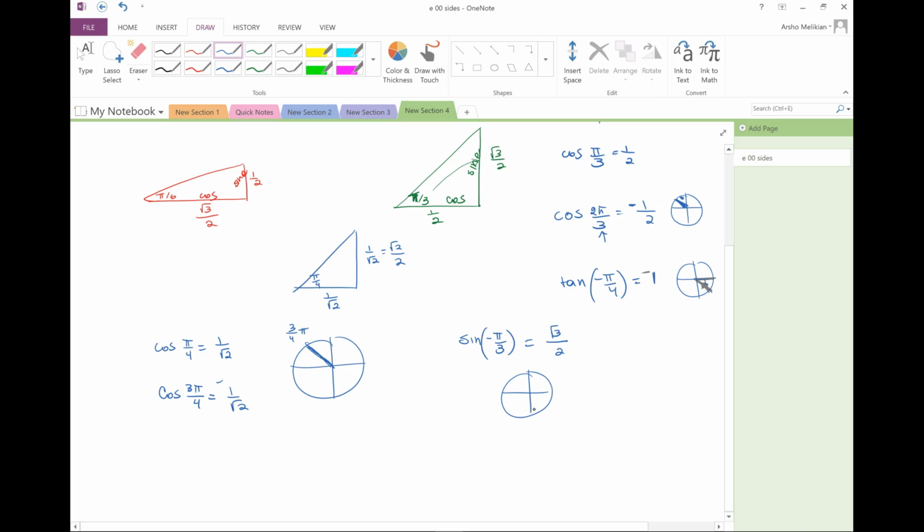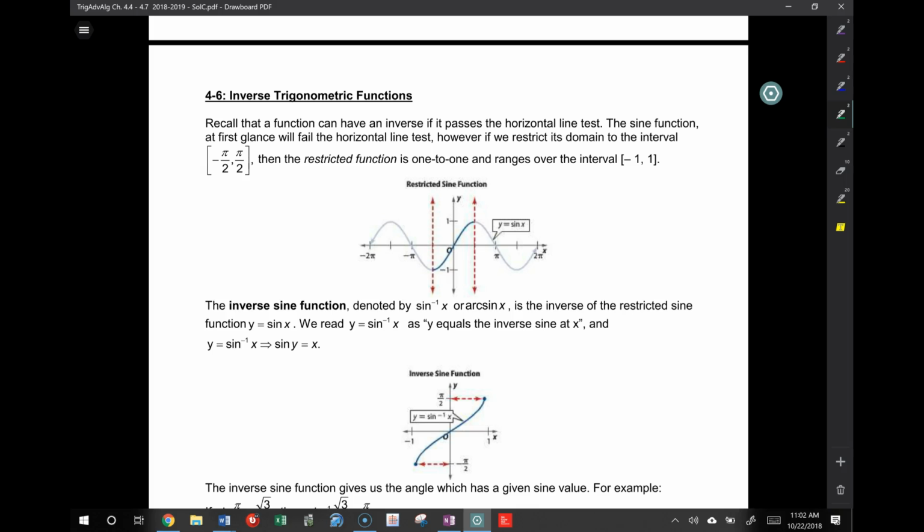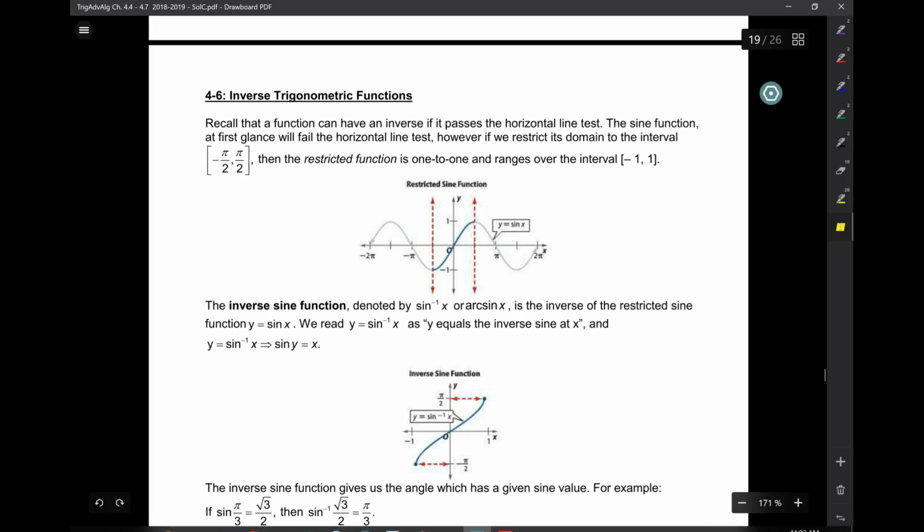One. So I start here. Now I'm going to go negative pi over 3. Fourth quadrant. So sine is negative there. Okay? All right. So that's a lead-in to 4.6, where we're going to talk about inverse trig functions.